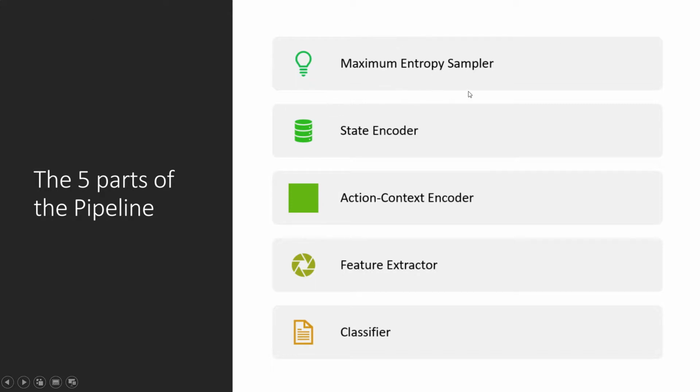Maximum entropy sampler to get the patch image, state encoder. This is to aggregate the information from the patch image, the features of the patches and the prior patches. And also, since RNN, meron rin siyang information from the previous state. And then, of course, action context encoder to get global context from the patch image and the input image. Feature extractor for the patches of the images. And the classifier, of course, to classify the image.